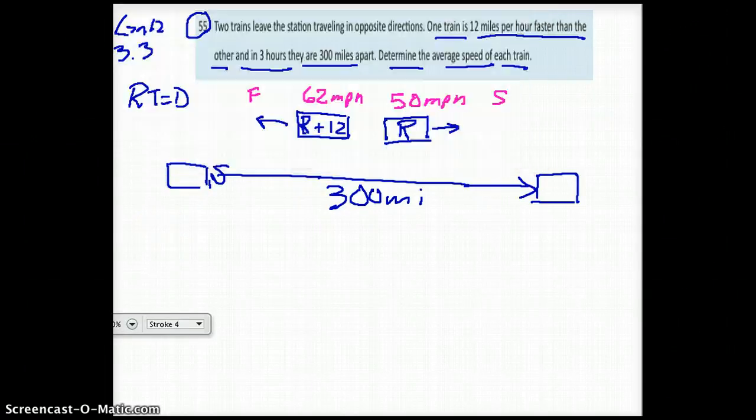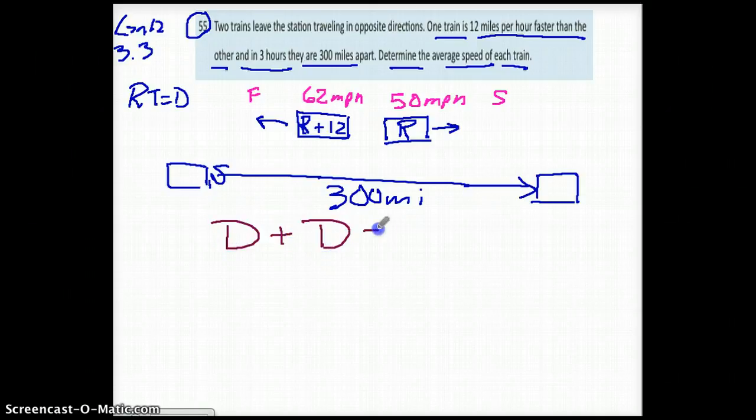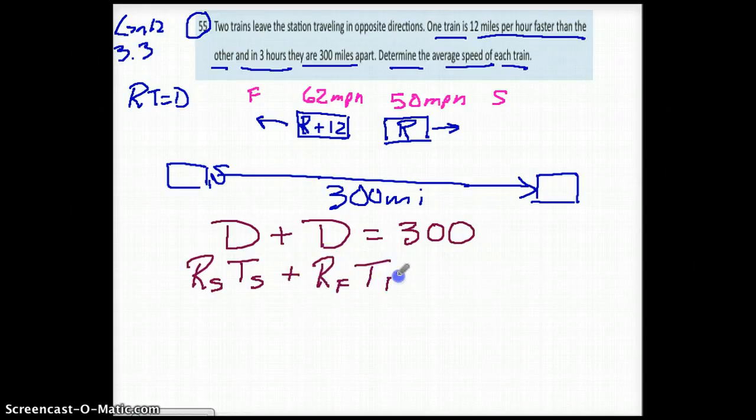So let's see. Well, we do know that the distance of the one train plus the distance of the other train has to equal 300. We also know that the distance of the slow train is the rate of the slow train times the time that the slow train traveled. And the distance of the other train is the rate of the fast train times the time of the fast train. Okay, and again, that's 300.